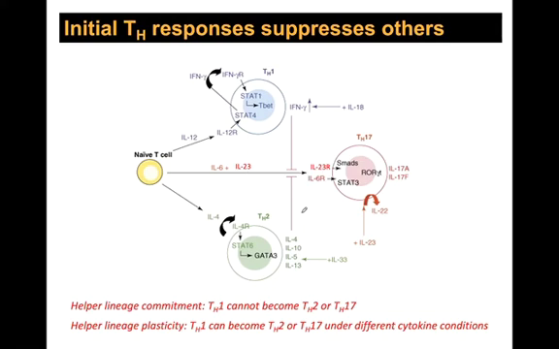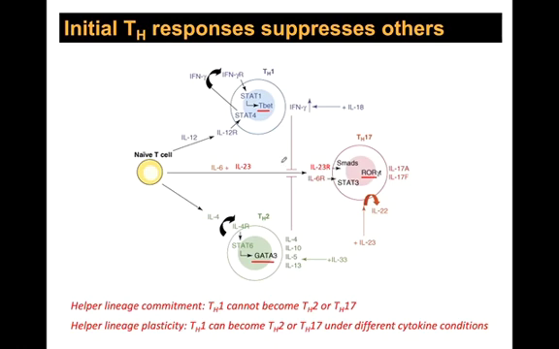Now, what we've talked about is lineage commitment, where you turn on that transcription factor, either TBET, GATA3, or ROR gamma T, that programs a cell, that commits that cell to becoming that type of helper cell. And this means a Th1 cell cannot become a Th2 or a Th17. That's the only thing it can do. Well, that was originally defined in mice, and that's true for mice. But now when we look at human cells, they're a little more plastic.